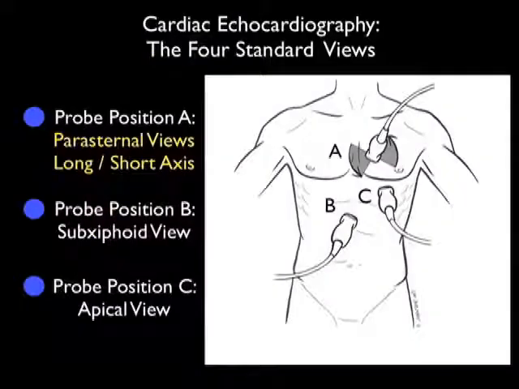So, in conclusion, the parasternal short axis view of the heart gives a great deal of information about the contractility of the left ventricle. This will allow you to identify patients who may have a cardiogenic cause for their presentation.